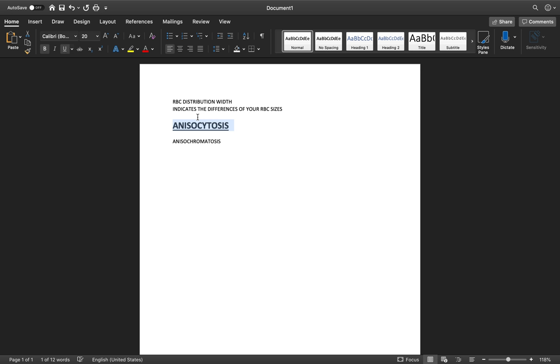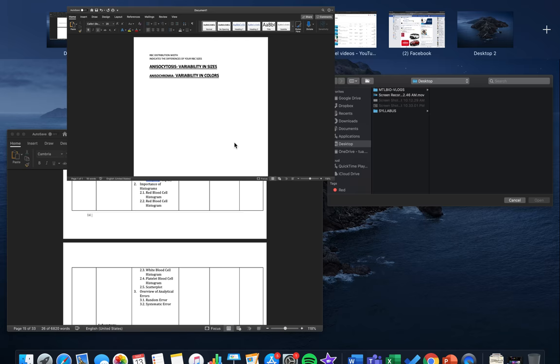So we also have your anisochromia. Anisochromia, on the other hand, is a marked variability in the color of your RBC. So anisocytosis is the variability in sizes. On the other hand, your anisochromia is the variability in your RBC colors. So you have your faint colors, you have your salmon pink, and you also have heavy red. So technically those are your terms.